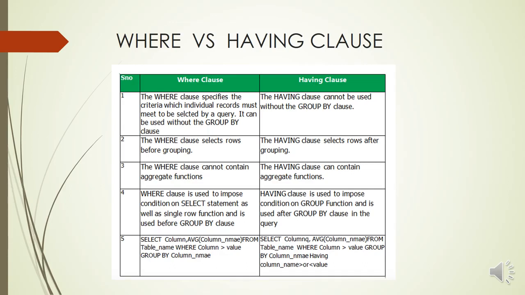See the example here. Select column, average column from table name where column name greater than value group by column name. This is the syntax, so you can apply it in any of the tables.